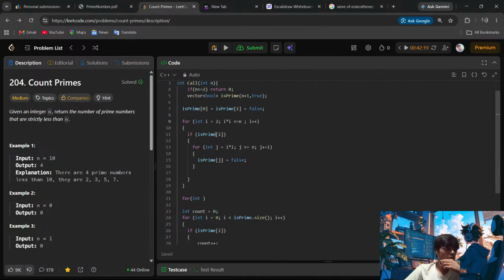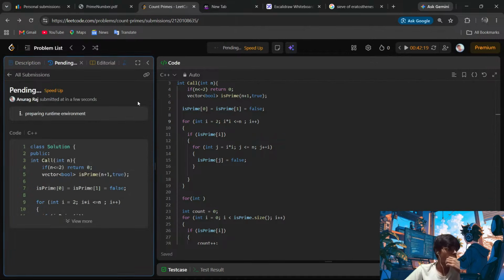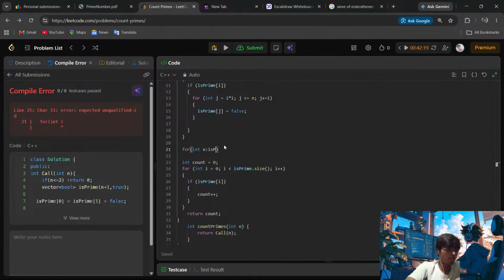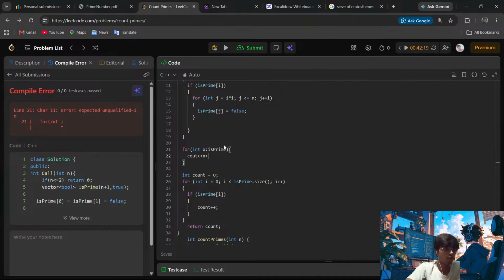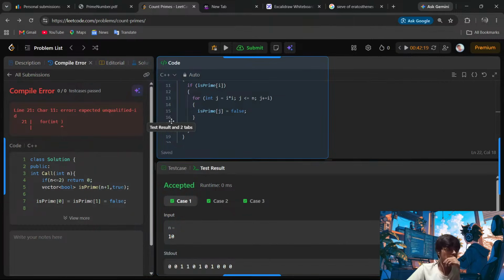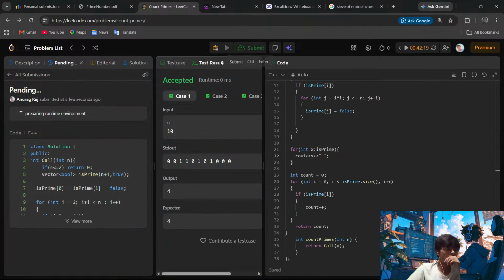What is the wrong answer? Where is that wrong answer? Okay, I will first print the numbers that I got, cout x. Okay, this has been accepted.